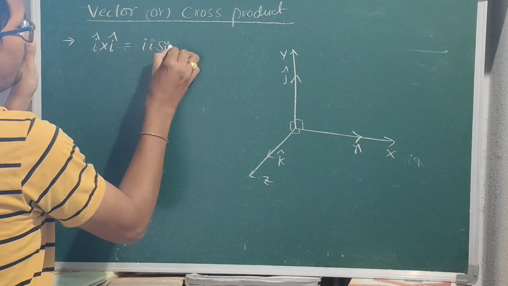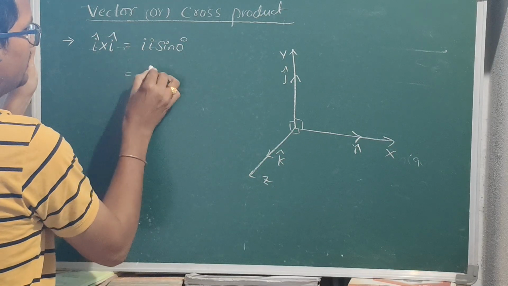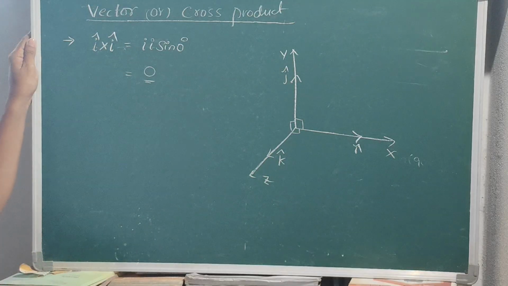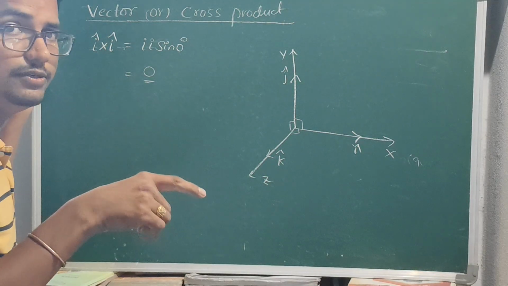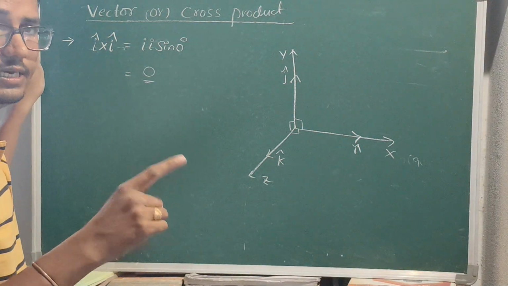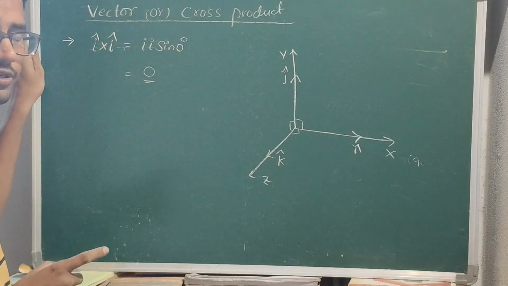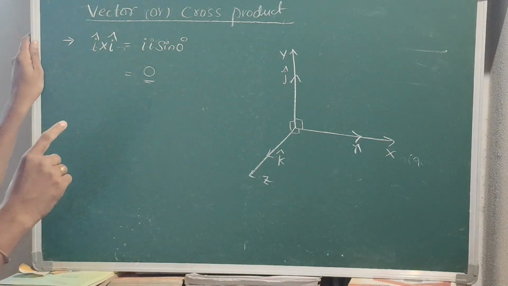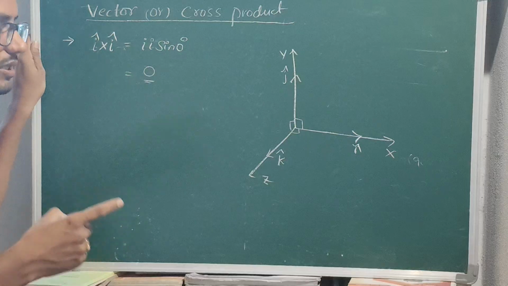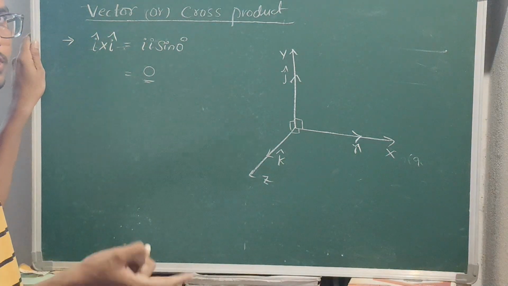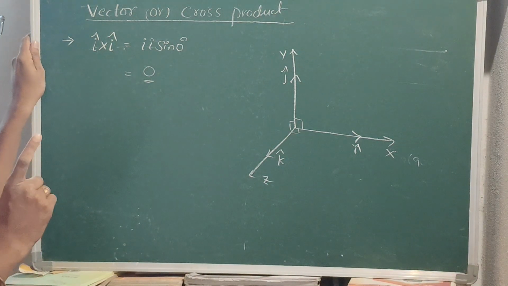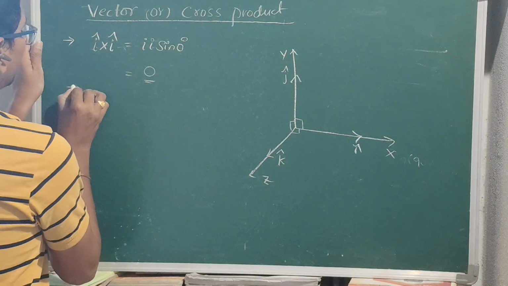i sine, parallel means sine 0. What is the sine 0 value? 0. But in the previous video, dot product i cap dot i cap is 1, whereas i cap cross i cap is 0. You have to see the previous video. That's very important. If you know the dot product, you will get the vector or cross product easily.